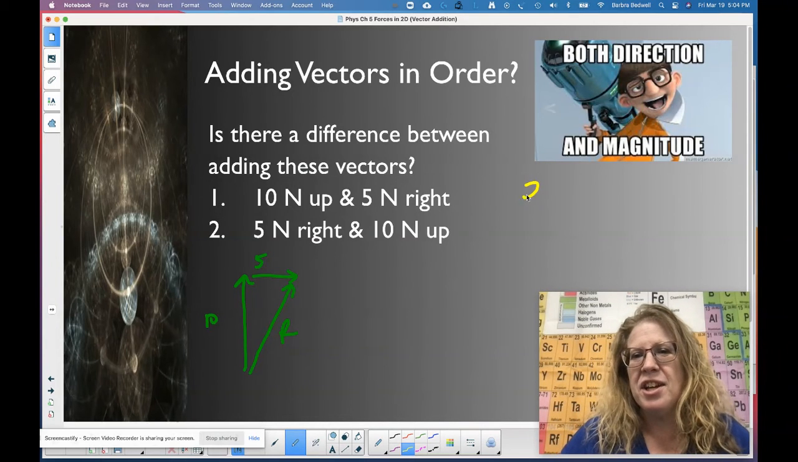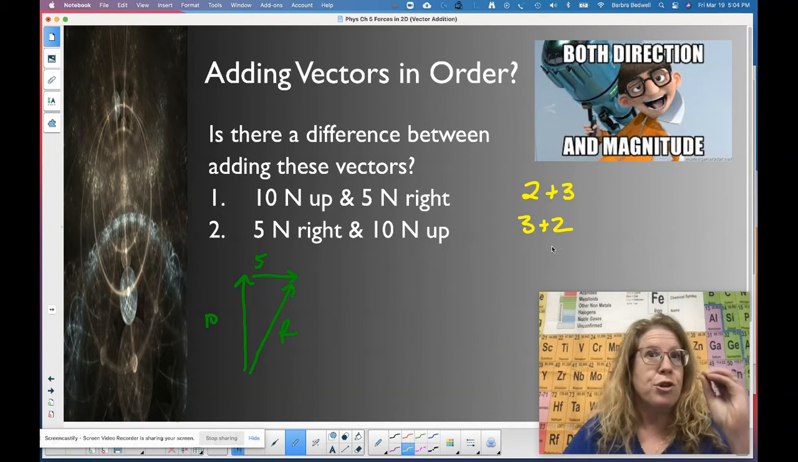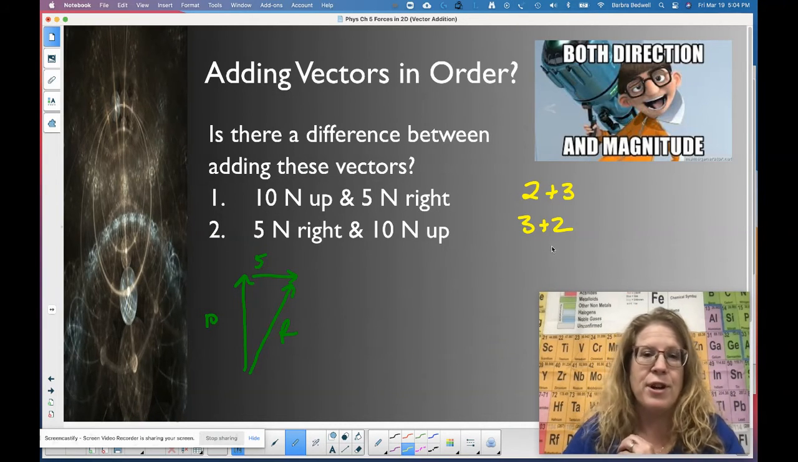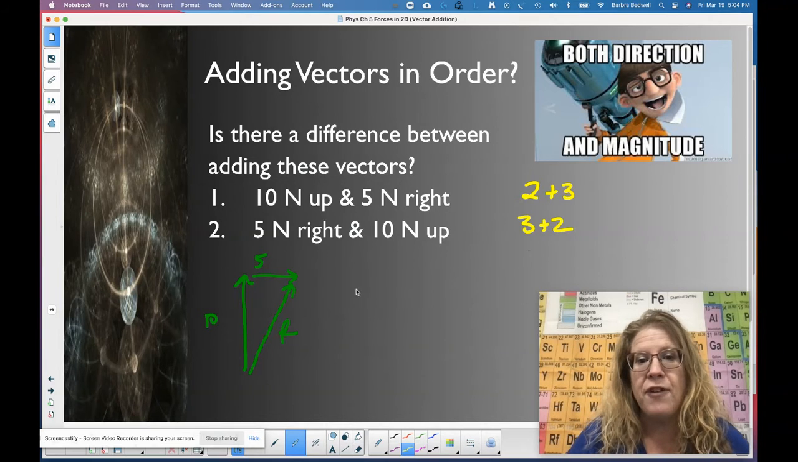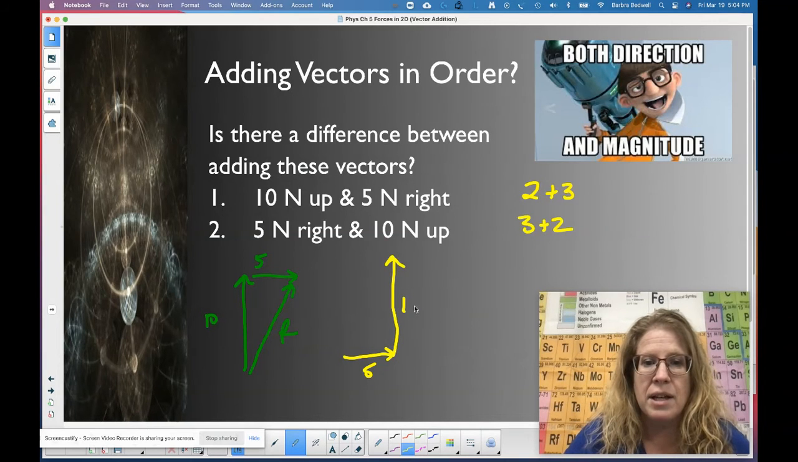Just like in addition, the order of addition doesn't really make a difference, right? 3 plus 2 and 2 plus 3 are the same thing. Turns out, this is a useful fact for us. The order that we add our vectors in, we can manipulate to make our lives easier. So we could have done the 5 newtons to the right first, 5 newtons, and then done 10 newtons up. There it is right there, 10 newtons like that.